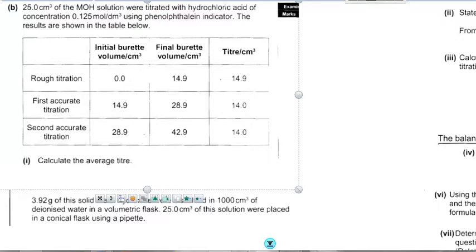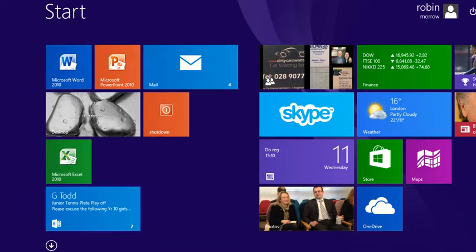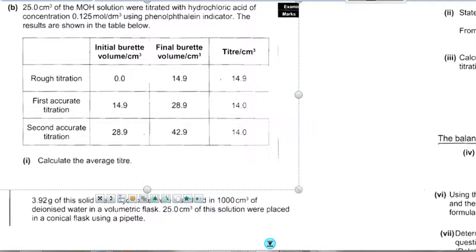We've got, first of all, if we just highlight the important stuff here. So we've got 25 cubic centimeters of M. Oh, excuse me.